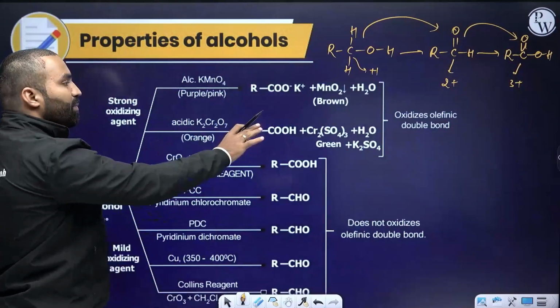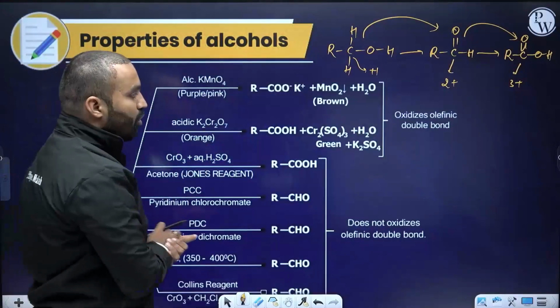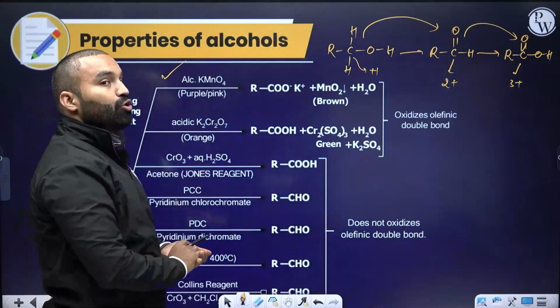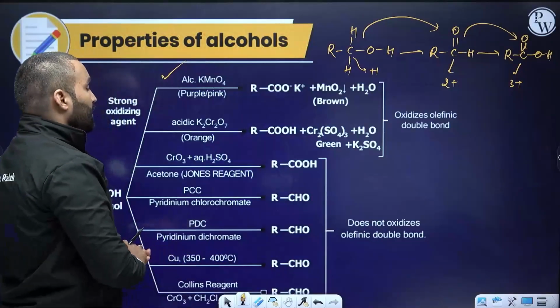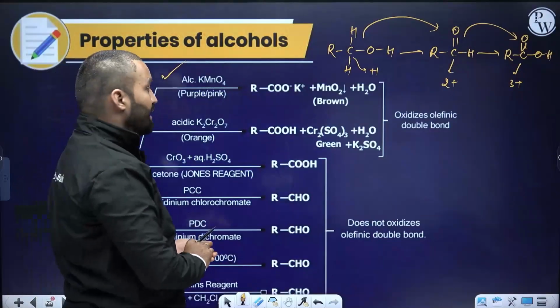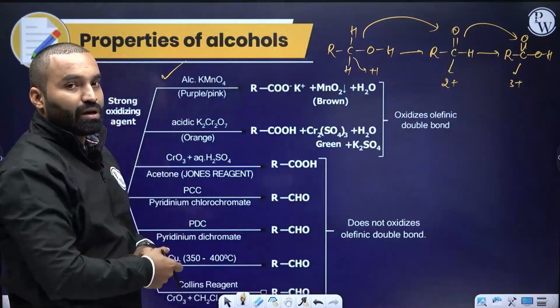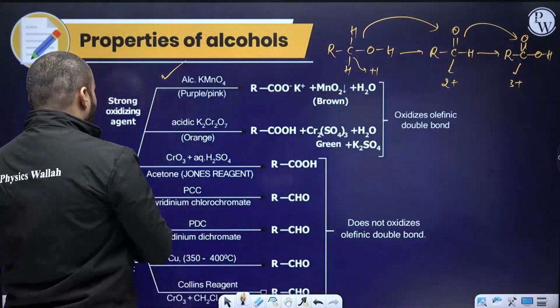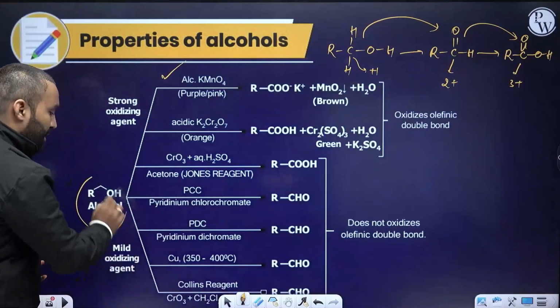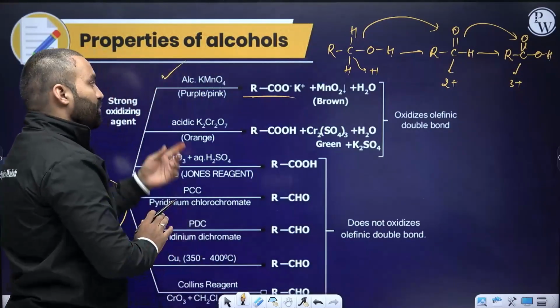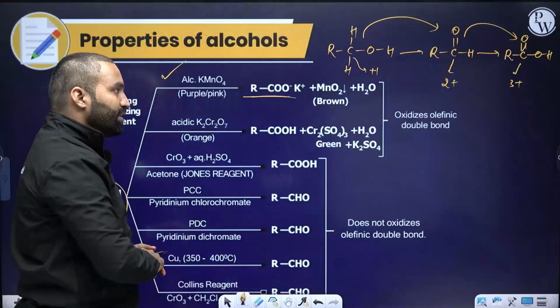If you want to prepare carboxylic acid, you need a strong oxidizing agent. For example, KMnO4, alcoholic KMnO4. Do not get confused with Baeyer's reagent. That was cold and dilute KMnO4. Here it is alcoholic KMnO4, which is purple in color. You can oxidize a primary alcohol to the sodium or potassium salt of the acid obtained.